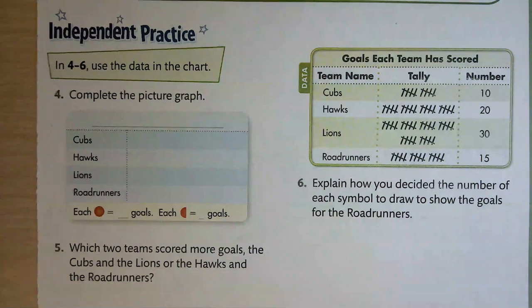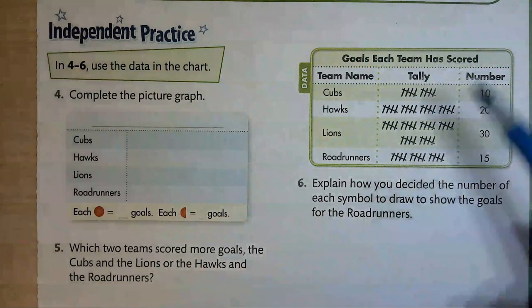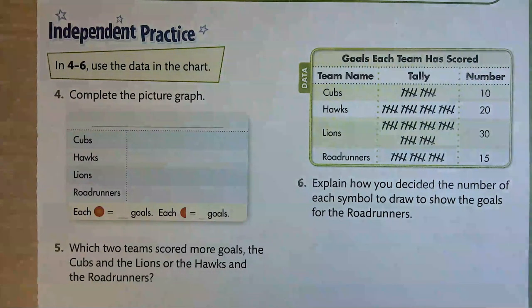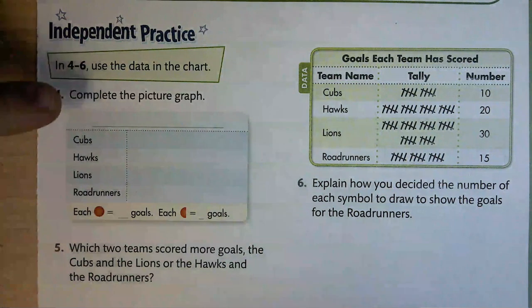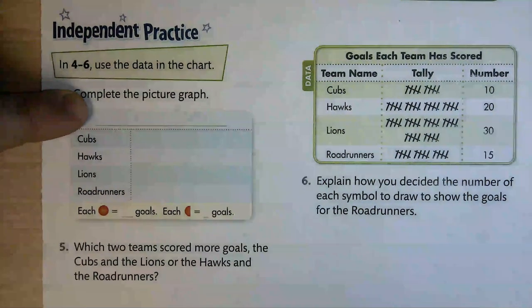So I really want you to have your brains turned on. You're thinking about these different parts, okay? All right, so it says in 4 through 6, use the data in the chart. Number 4 says complete the picture graph. Now, when I start off here, the first thing I need to do is ask, what is the title of my graph? So my title is, there is no title here.